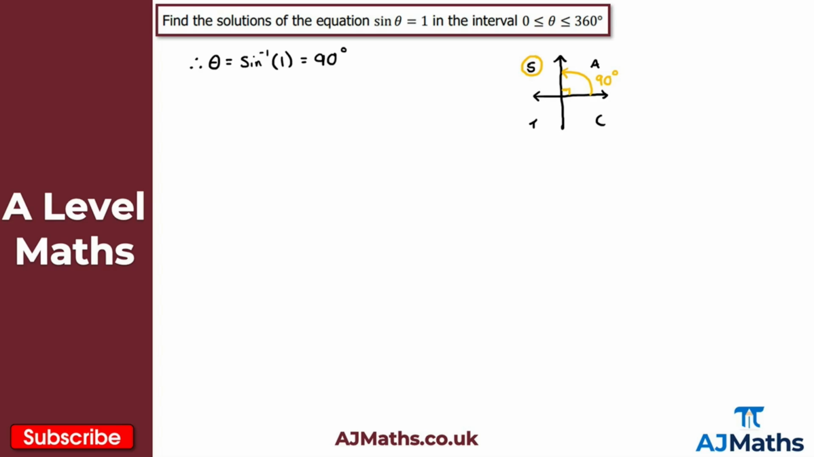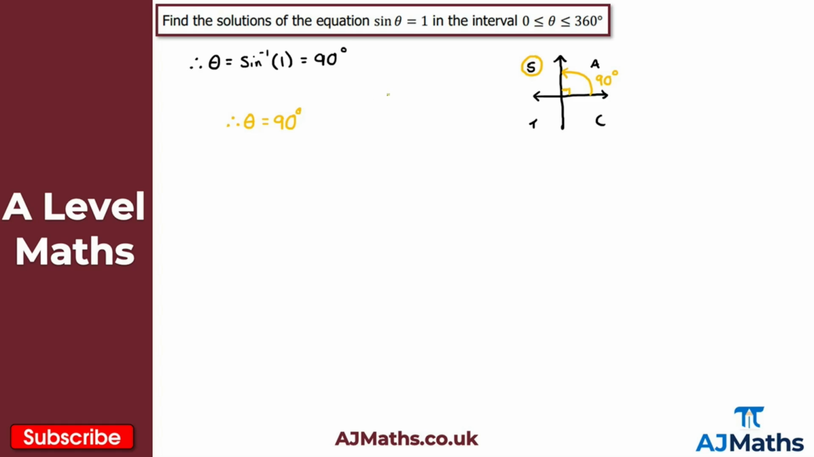Okay, what that tells us then is we only actually have one solution in this given interval here from 0 to 360 degrees. And that solution is theta equals 90 degrees. So therefore, let me just write this down. Therefore, theta is equal to 90 degrees.